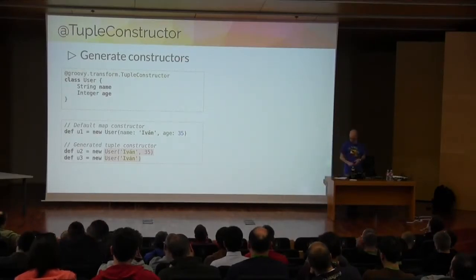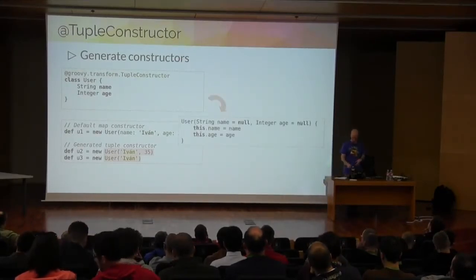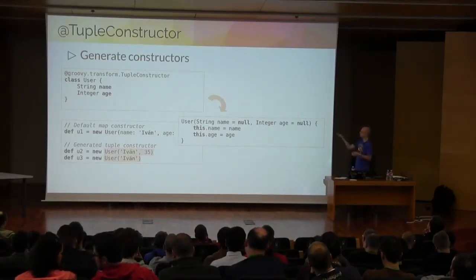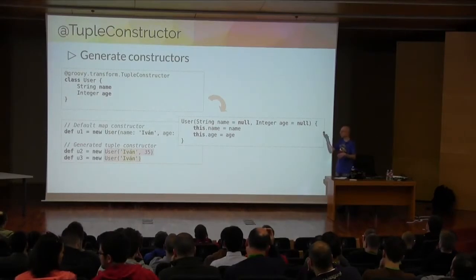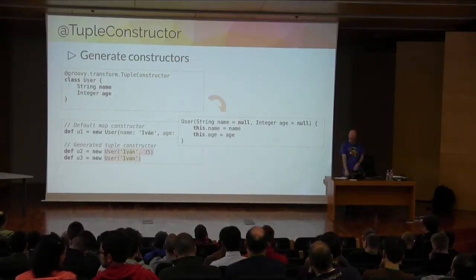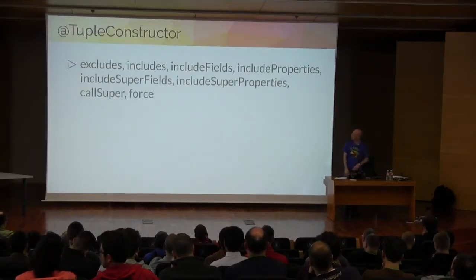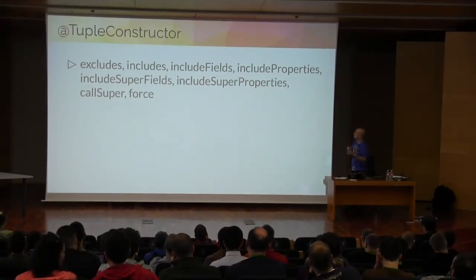And what this annotation is doing under the hood is this. It will create a new constructor for us with all parameters initialized to the default values, and just assign them to the private fields. And again, you can customize this annotation with all of this stuff, including properties, excluding, and so on.